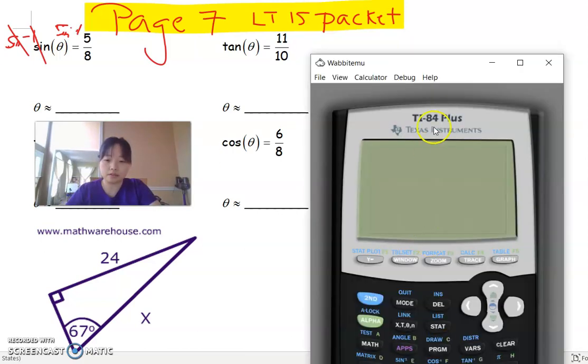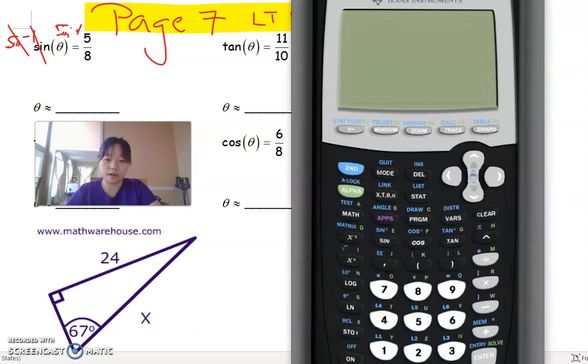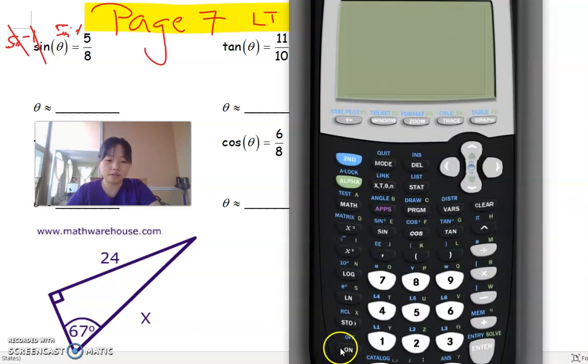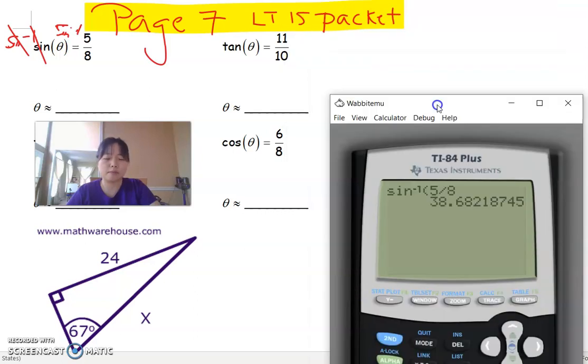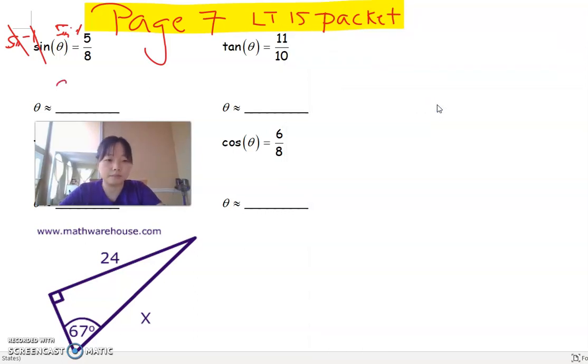Then I'm going to grab a calculator, like the one you have on your Chromebook. It's kind of similar. Second, sine inverse of 5/8 and press enter. 38.68 degrees. So I'm going to put 39 degrees. Good?